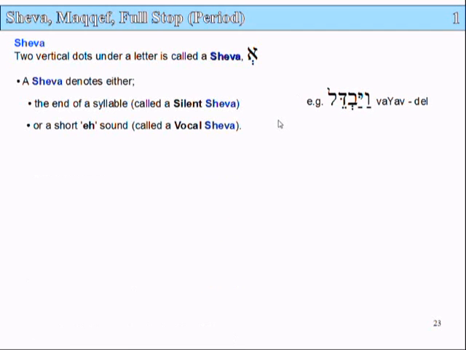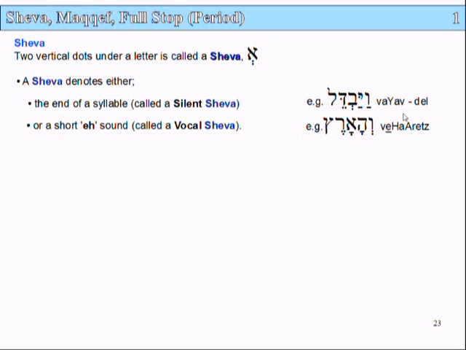And a Sheva also denotes a short sound. This is called a vocal Sheva. For example, v'ha'aretz. So here we have the Sheva under the letter Vav, meaning "and the earth," v'ha'aretz.